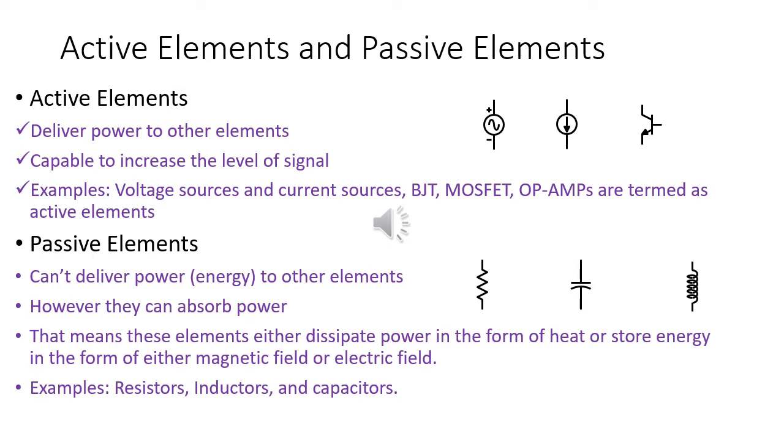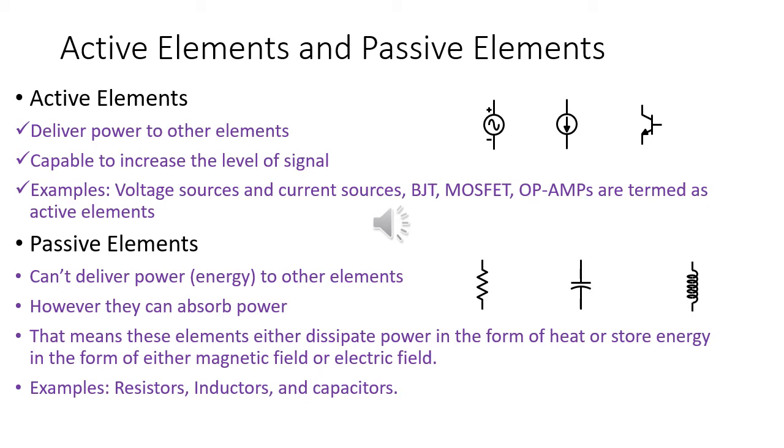However, they can absorb power. That means these elements either dissipate power in the form of heat or store energy in the form of either a magnetic field or an electric field. We know that a resistor is a dissipating element. Whenever you are pumping a current through a resistor, it will dissipate energy. In a similar way, if you are driving a current through a capacitor, it will store energy in the form of an electrostatic field.